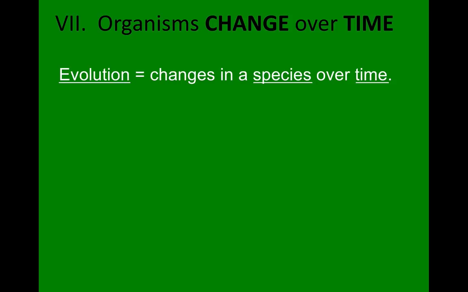Organisms change over time. Evolution is the word we use for these changes in a species that happen over time. When we're talking about over time, we're talking about a big amount of time, over many, many, many generations. Charles Darwin was the English naturalist who first proposed this theory of evolution by natural selection. And here's a short video to help remind you of some of those main points of natural selection.